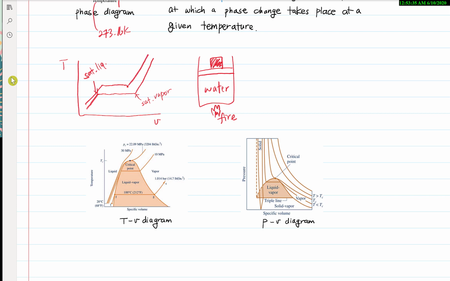We can add more constant pressure lines. At a certain pressure, the saturated liquid meets the saturated vapor. It is called the critical point. If the pressure is even larger than the critical pressure, there is no distinct phase change process. So this is the TV diagram. Let's take a look at the PV diagram.